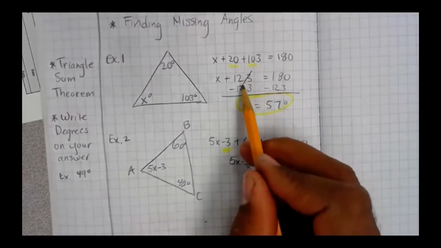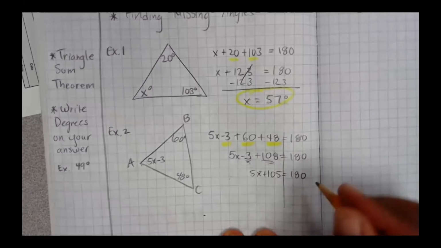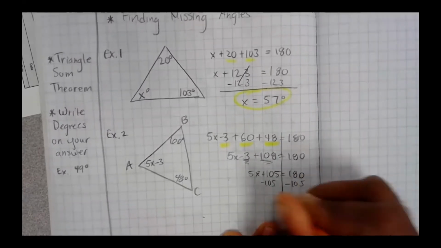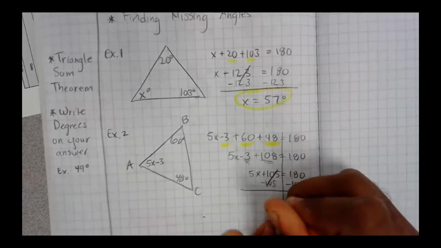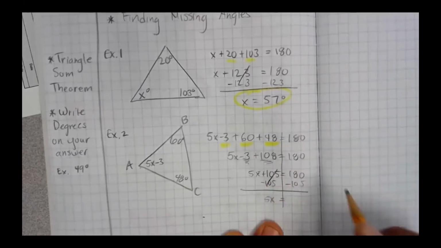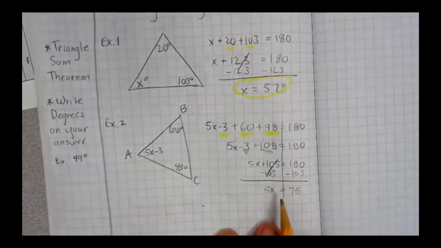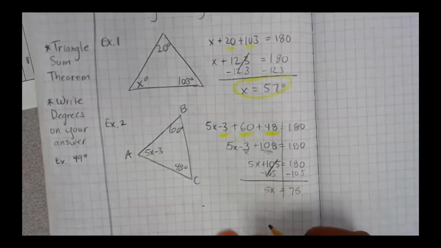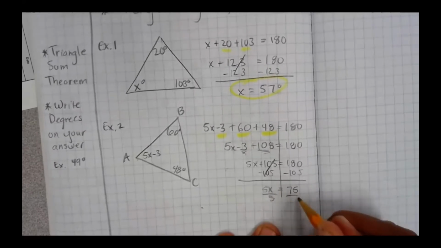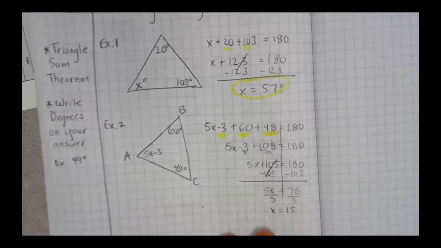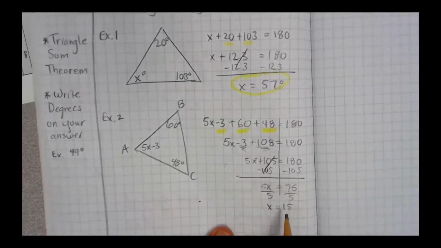And now, just like before, subtract this term from this side. So minus 105 from both sides. I get 5X equals 75. And now this step, I've got one extra step. I got to divide by 5. And X equals 15.